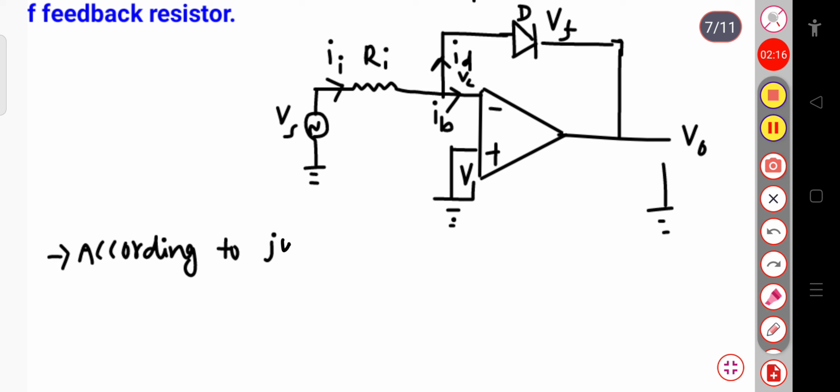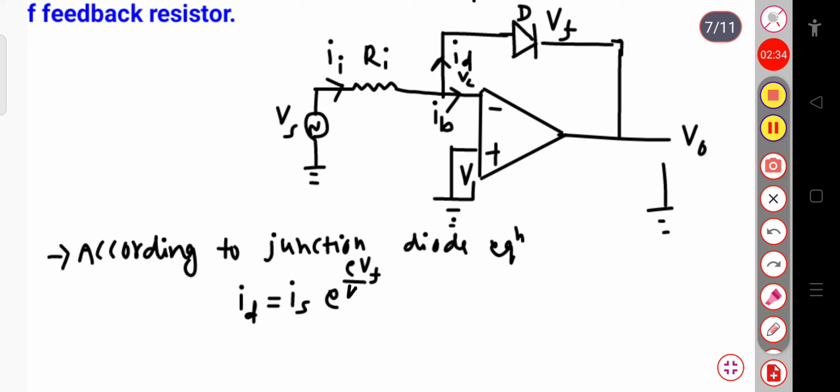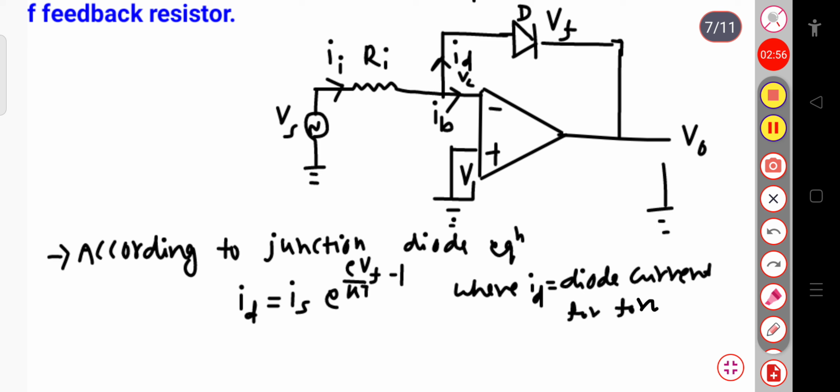Now if I write according to the junction diode equation, we can write ID, the diode current, equal to Is into exponential EVF divided by KT minus 1. Here ID represents the diode current for forward voltage.